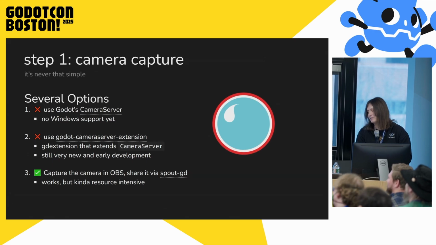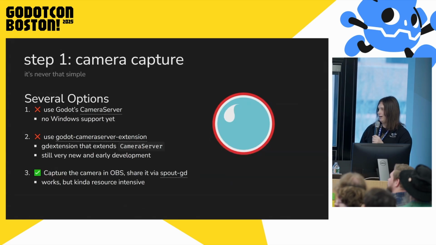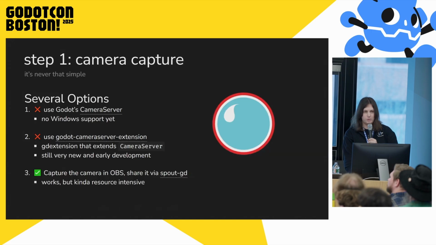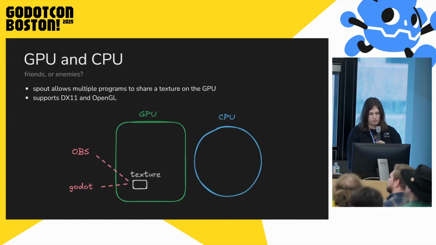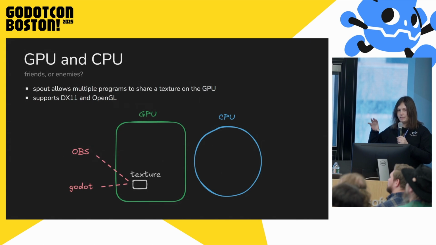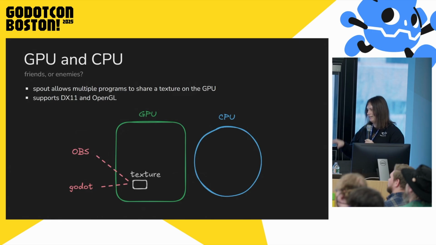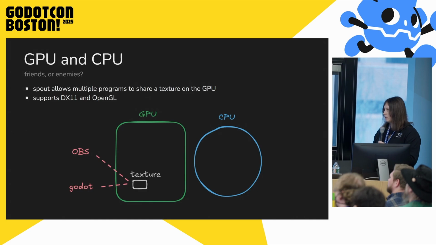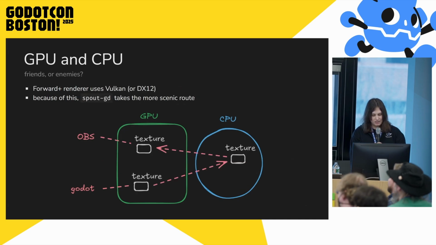There's another cool plugin for Godot called Spout GD, which basically lets you do texture sharing. Texture sharing is basically this idea of: there's already a texture on the GPU, why not let another program also read that texture? So OBS would be writing the texture and Godot is just reading it. And Spout is a library that enables you to do this. It works with DirectX 11 and OpenGL, which is pretty cool. Unfortunately, Godot uses Vulkan and DX12.